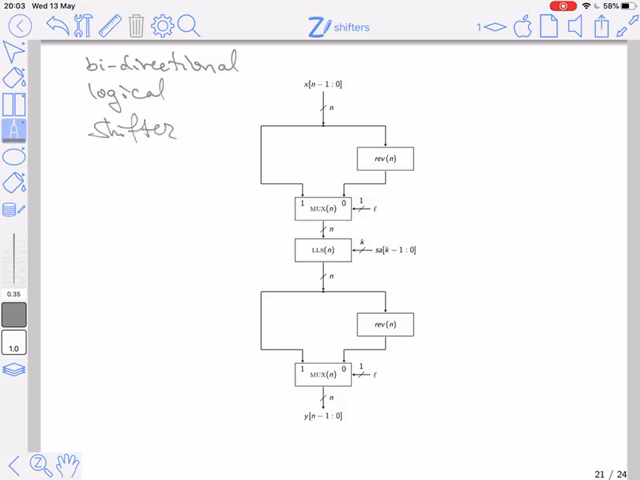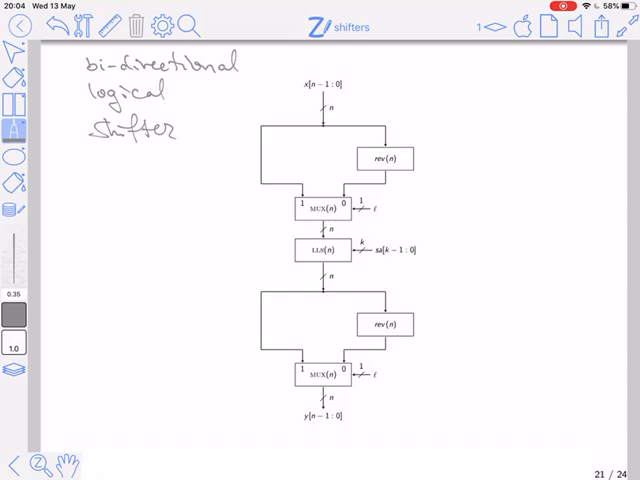And how does it work? Well, if I want to do a left shift, then I do not reverse the string. If I want to do a right shift, I reverse the string. Then I do the left shift, and again, if I wanted to do a left shift, I keep the output of the shifter. Otherwise, I reverse it, and that will be my output.